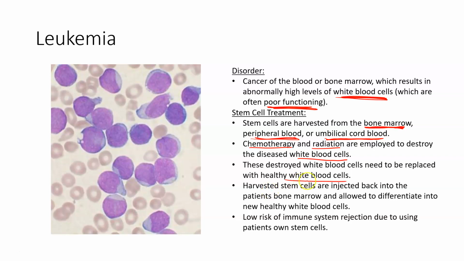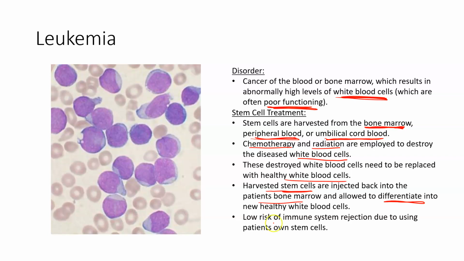Once we knock out a large portion of those damaged or diseased white blood cells, we're going to then take the harvested stem cells, inject them back into the patient's bone marrow, allow them to differentiate into new healthy white blood cells, and therefore hopefully replace and fix the bad, often mutated white blood cells that have led to leukemia, in the hopes of ideally completely curing the person from this disease in the first place.